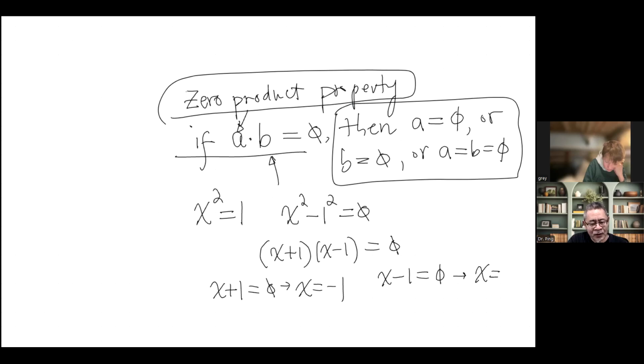And we can check. If x is 1, then 1 squared is 1. If x is negative 1, negative 1 squared is also 1. So therefore, we have these two solutions. And it's all because we have a square term here, so that we have 2 solutions instead of 1. Let's see another example.